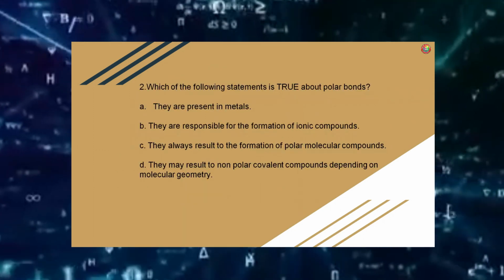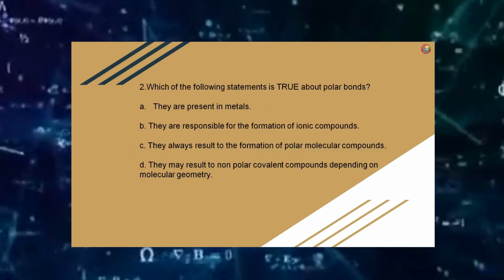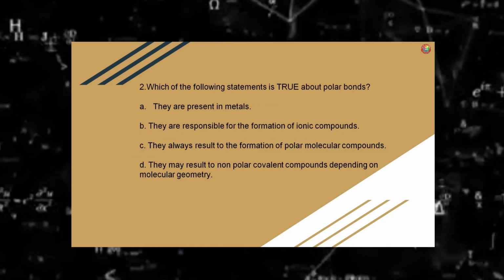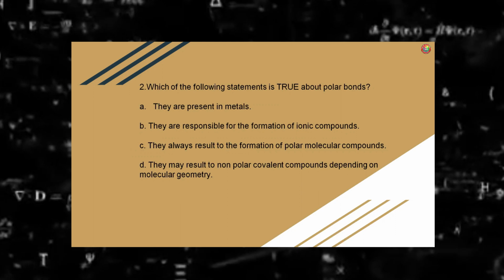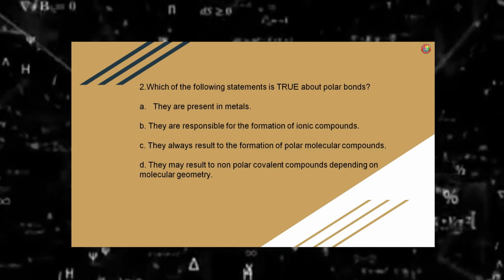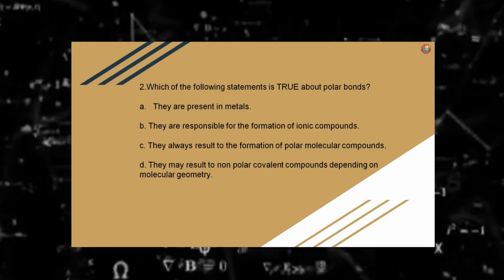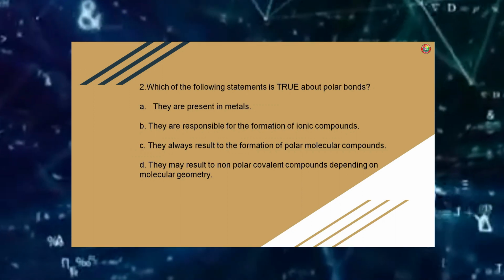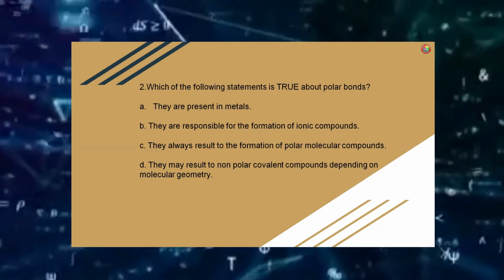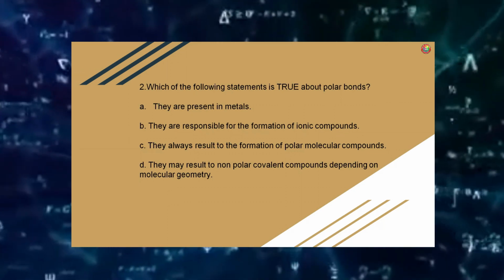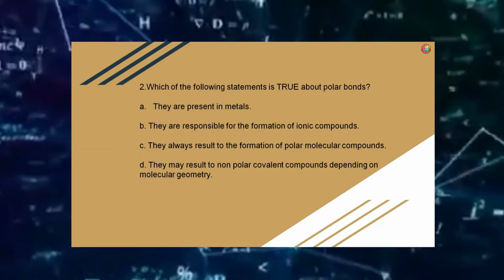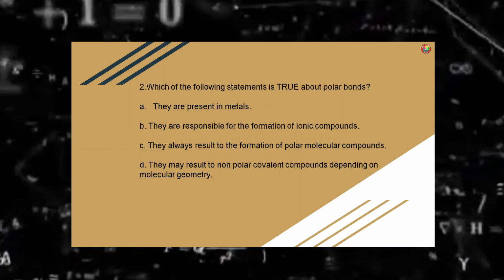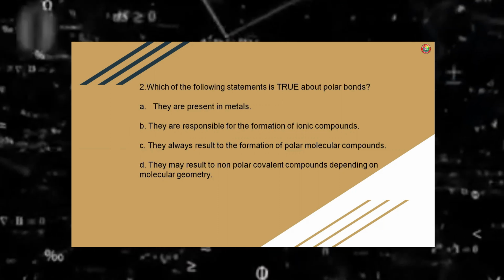Number two, which of the following statements is true about polar bonds? A. They are present in metals. B. They are responsible for the formation of ionic compounds. C. They always result in the formation of polar molecular compounds. D. They may result in nonpolar covalent compounds depending on molecular geometry. So the answer is letter D.